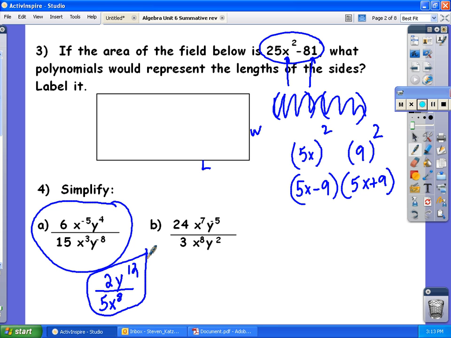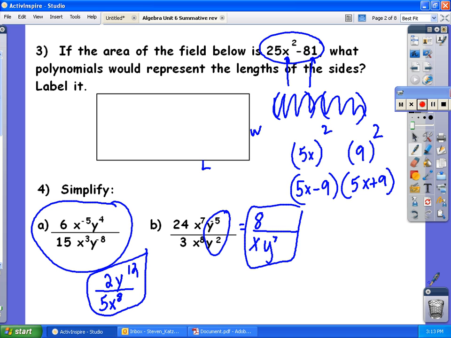That's the simplified answer. Here, same thing. 24 divided by 3 is 8, so that's going to stay at the top. x to the 7th divided by x to the 8th would be 7 minus 8, or x to the negative 1st, which would go to the bottom as just x to the 1st, the denominator. And then when I divide the y's, you do negative 5 minus 2, which gets you y to the negative 7th. So it goes to the denominator as y to the 7th.